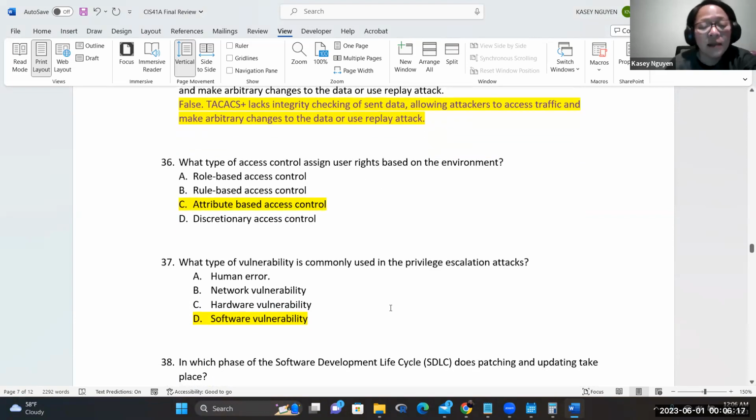37. What type of vulnerability is commonly used in privilege escalation attacks? And they would use software vulnerability. Software often is designed with flaws. So the flaws in the software are used for privilege escalation, especially when they're leaving access capability from one account to another to be able to access different areas of the application for development. So software vulnerability is the answer for 37.